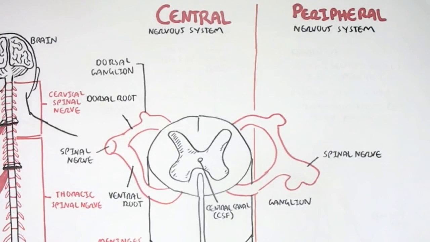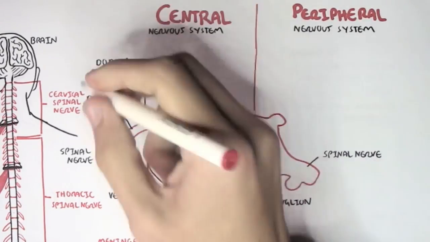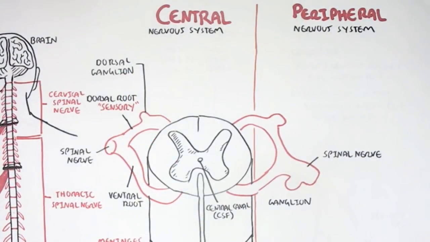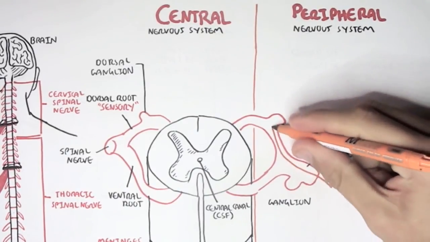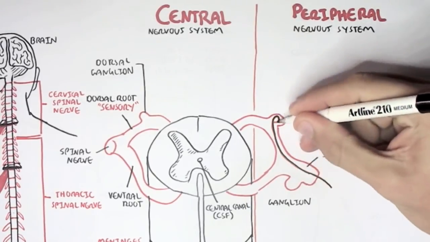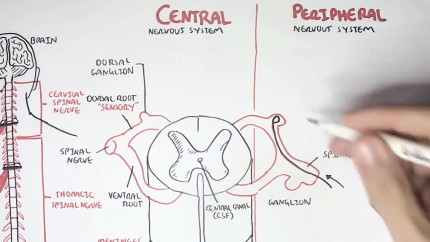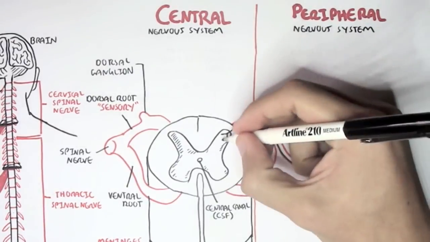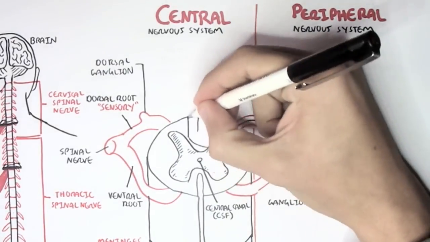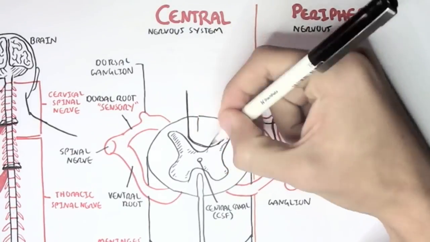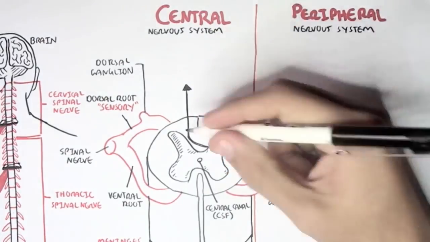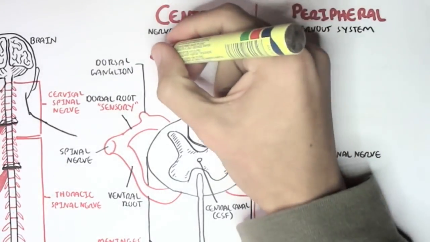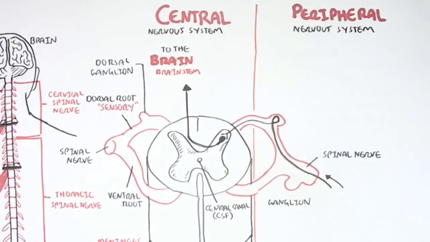But anyway, the dorsal root of the spinal nerve is always for sensory neurons, and these are where sensory neurons are. So sensory neurons bring in sensory information to the spinal cord via the dorsal root here. And then it will synapse with another neuron in the spinal cord, which will then bring this sensory information to the brain or the brainstem or somewhere in the central nervous system for processing, for interpretation.